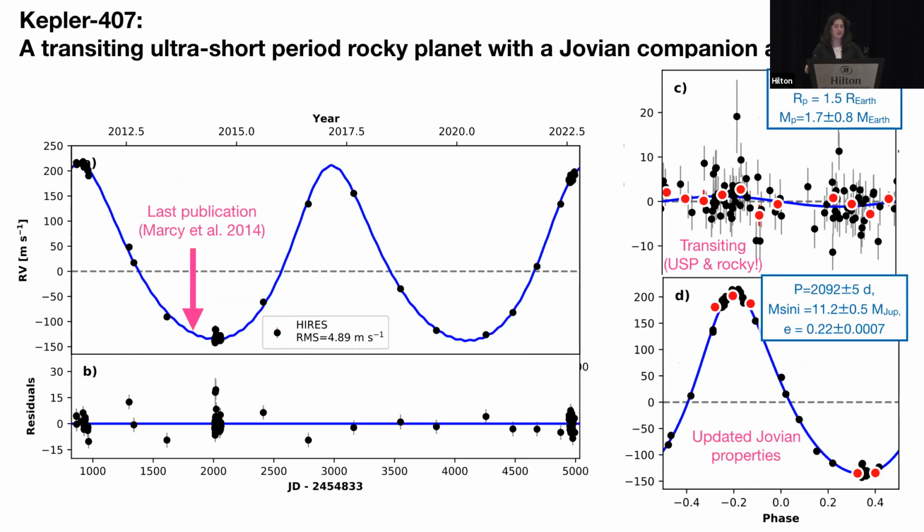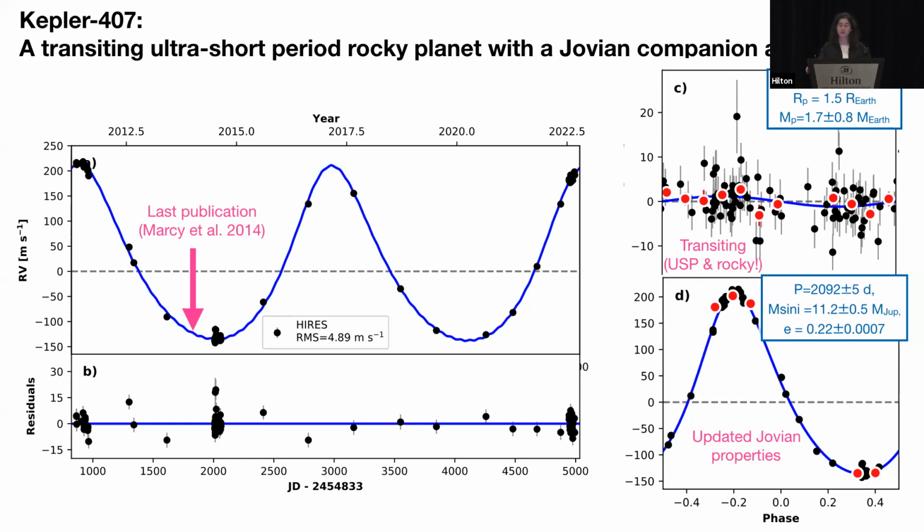This is one of my favorite systems, Kepler 407. It has an ultra short period planet that transits and has a radius of 1.5 Earth radii, making it very likely to have a rocky composition. At the time the system was announced, the giant companion was only detected as a long-term RV trend since a full orbital period had not yet elapsed, and that's indicated by the downward-facing pink arrow.